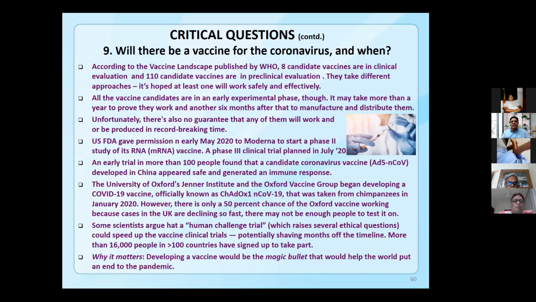It may take more than a year to prove they work and another 6 months after that to manufacture and distribute them. You might see on social media, oh, we'll have a vaccine in September, we'll have a vaccine in January, but it's unlikely that any one of them will really be available. Also, what works at this stage may not work in the real situation.